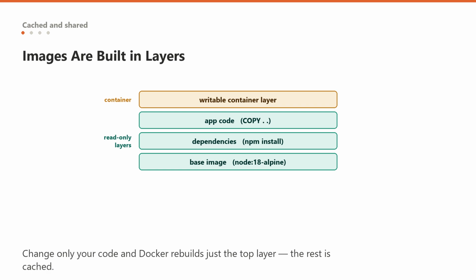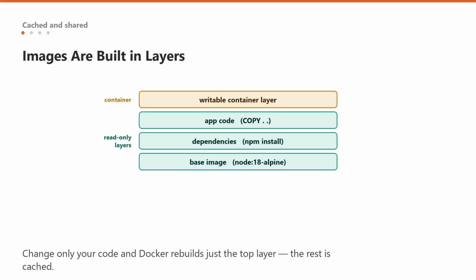Concept 2. Images and layers. A container starts from an image. An image is a read-only template, a snapshot of a file system with your app and everything it needs. The clever part is that an image is built in layers. Each instruction, the base operating system, the installed dependencies, your application code, becomes its own stacked, read-only layer.